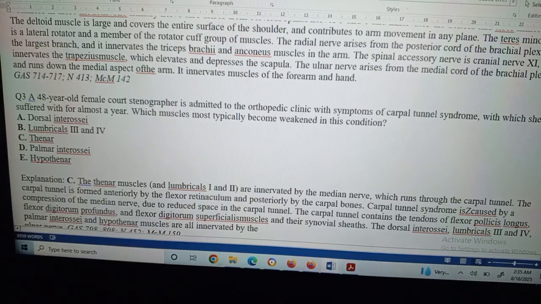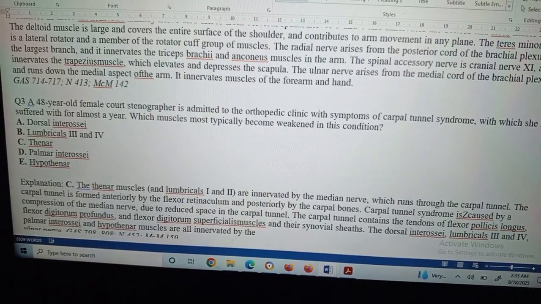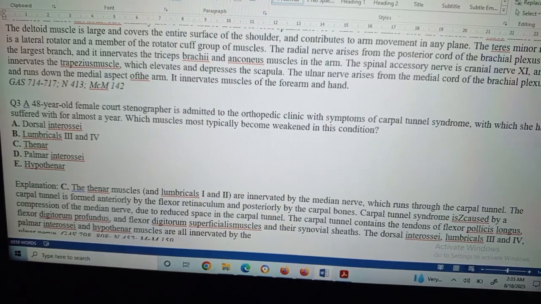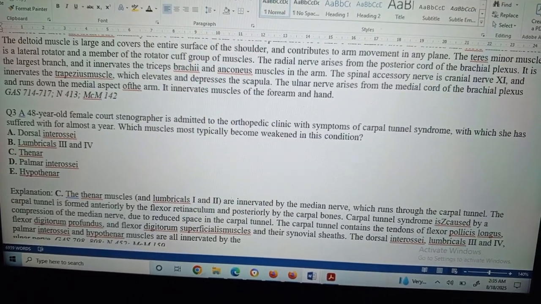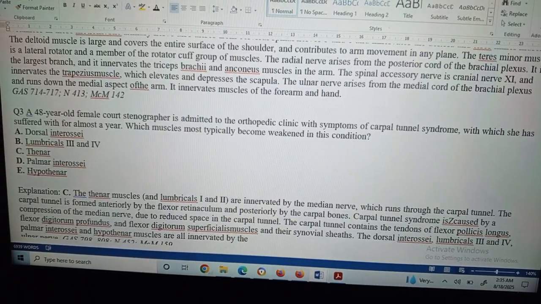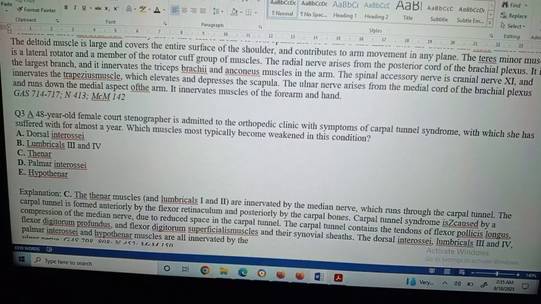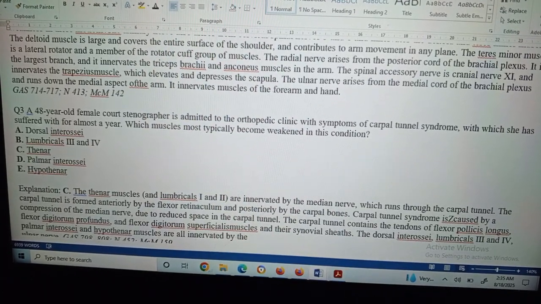Question number 3: a 48-year-old court stenographer is admitted to the orthopedic clinic with symptoms of carpal tunnel syndrome, which she has suffered with for almost a year. Which muscle most likely became weakened in this condition? Dorsal interosseous, lumbricals 3 and 4, thenar, palmar interosseous, hypothenar.